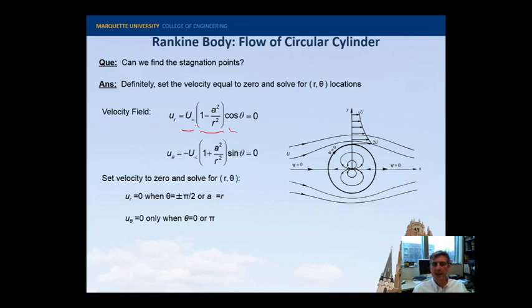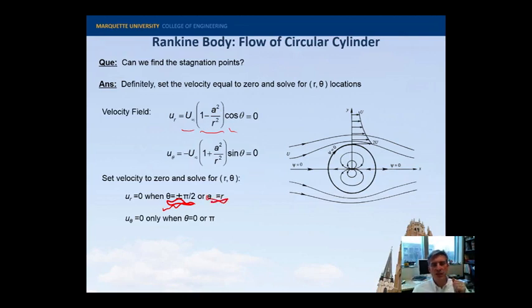So u infinity can't be 0, or I wouldn't have flow over a circular cylinder. So either 1 minus a squared over r squared is 0, or cosine theta is 0. Cosine theta is 0 at what? Pi by 2 plus or minus pi by 2. So that's how I get this. And then 1 minus a squared over r squared is 0 when a is equal to r. So I get this guy right here.